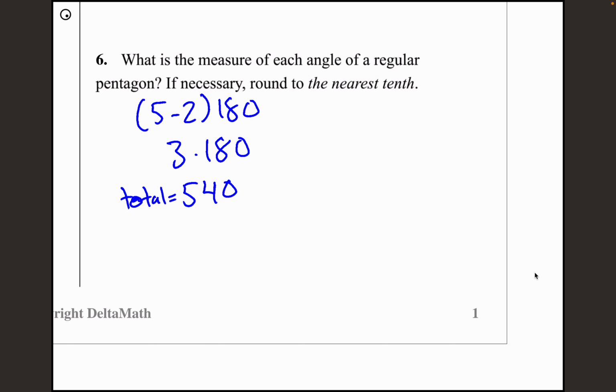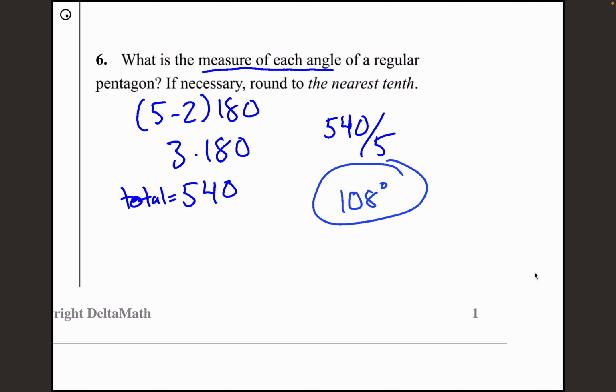And then what do I need to do when I need to find the measure of each angle? I need to divide 540 divided by 5. So what do we get? 108 degrees. Okay, perfect.